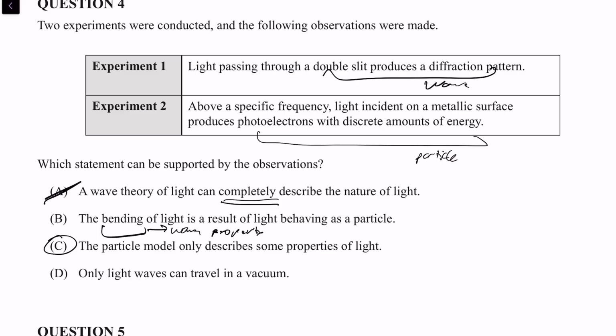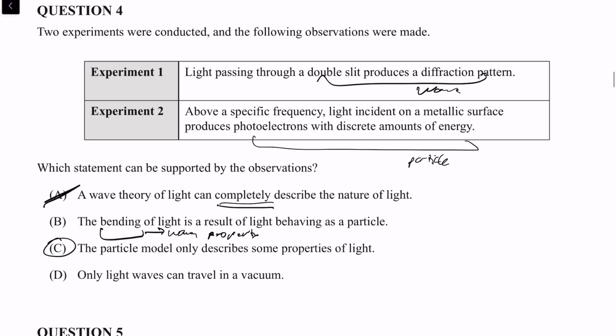So the particle model, which is experiment 2, is talking about a model of light, but it's not consistent with experiment 1, and that's okay because we can make a statement that's supported by these observations: that the particle model only describes some properties of light, okay, not all. That's the key thing.